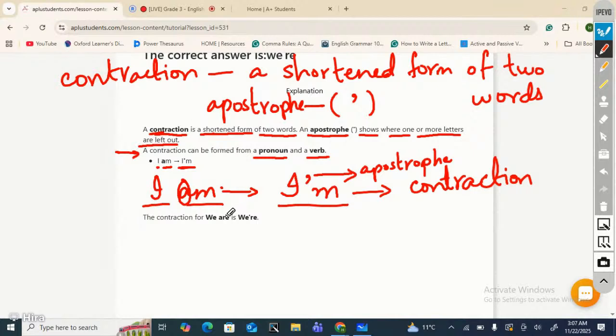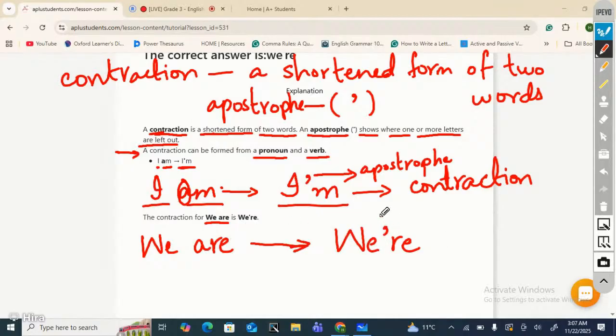Let's take some other pronoun and a verb. We are. If this is the pronoun and this is the verb and these two words begin a sentence, how are we going to form the contraction of these two words? Let's do it. The contraction of these two words is we're. We are changes to we're.